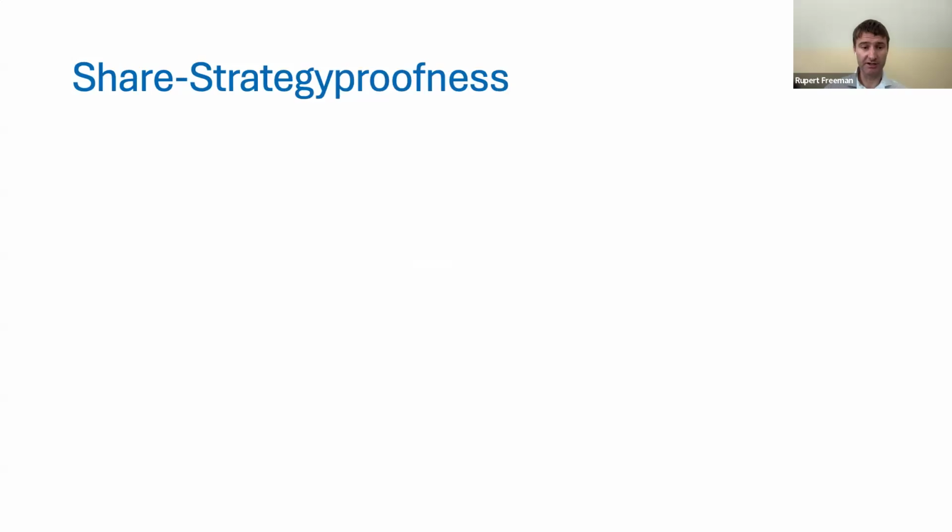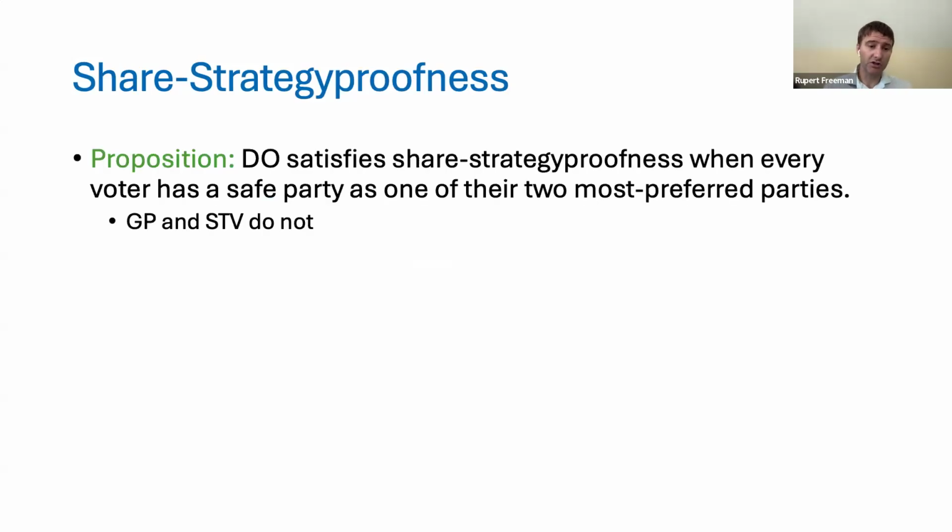Just quickly, for our stronger notion of share strategy proofness, we can show that direct winners only is the only one of our 3 rules that satisfies share strategy proofness when every voter has a safe party as one of their two most preferred parties. So an interpretation for this is that, sure, we allow voters to have a smaller party as their most preferred party. Maybe these small parties represent niche interest groups, but as either a first or second choice, every voter has a bigger party. So maybe these bigger parties are representing wider ranges of interest and capture at least everyone's second choice.